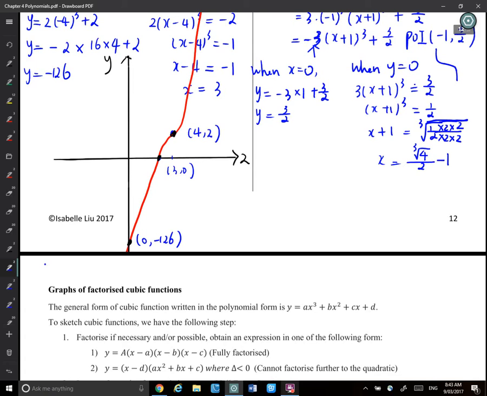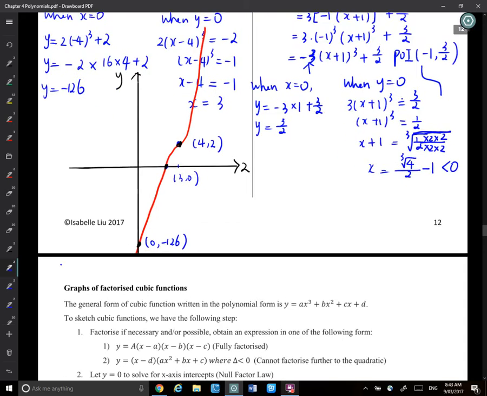So cube root of 4 is a number in between 1 and 2. Okay, in between 1 and 2. And you divide that by 2, so it's in between a half and 1. It's less than 1, so you have a negative x-intercept. This number should be smaller than 0.